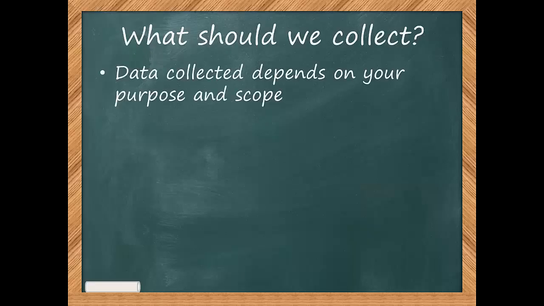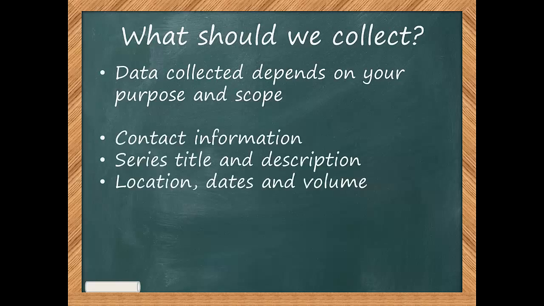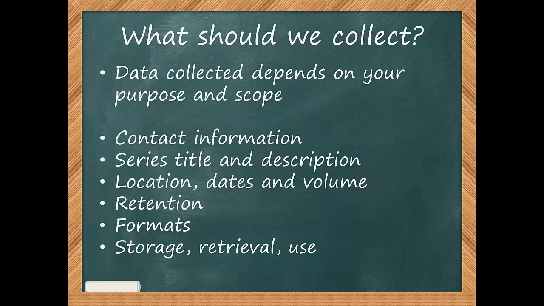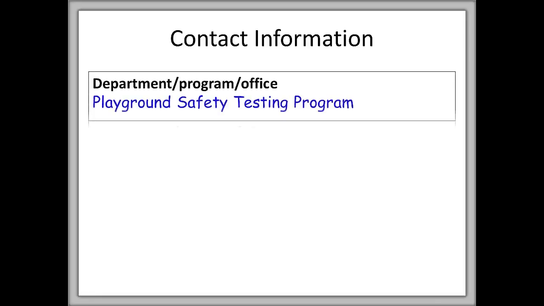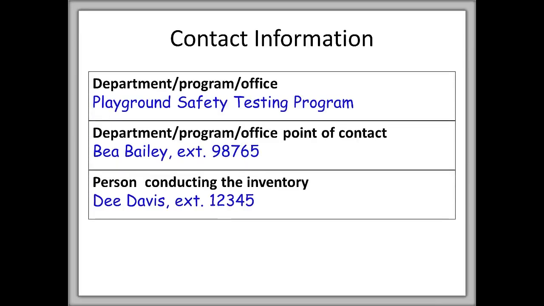There are some general categories of information that we typically collect as part of a record series inventory. We'll look at examples in each of these broad categories. If you're conducting your inventory with help from anyone, a small team or a large one, you'll want to identify the person who did each part of the inventory. You'll also want to identify which department, program, or office owns the records and capture the name of the point of contact for the records.